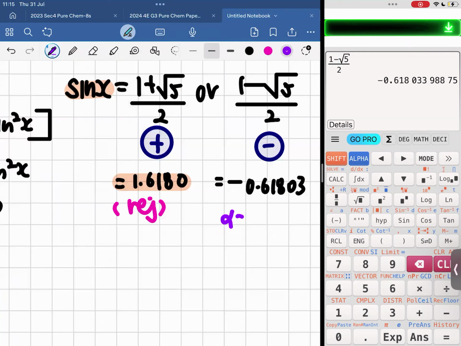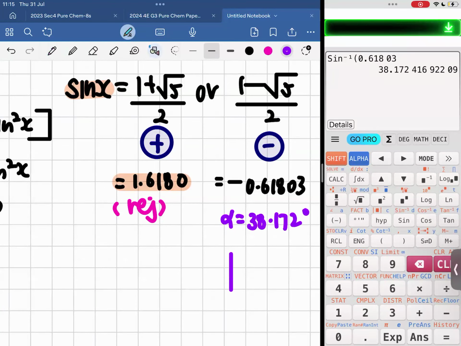So what I'm going to do is I'm going to find my basic angle first. Be careful when you find your basic angle. Remember, you do not need to do the negative one. So 0.61803. So this is my basic angle. Okay, so my basic angle is 38.172 degrees. Then which quadrant is this? Since my sign is negative, so I will have it in my third and my fourth quadrant.